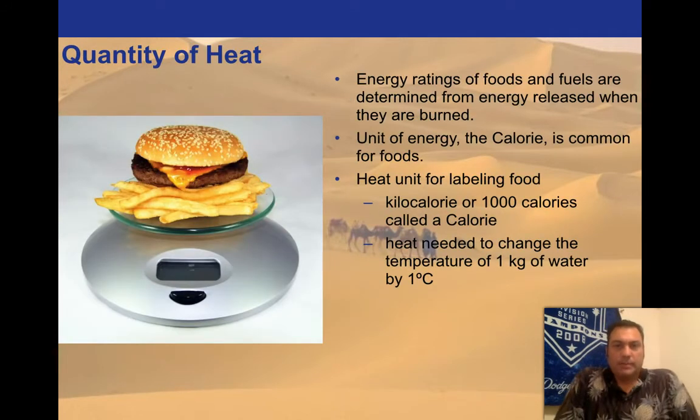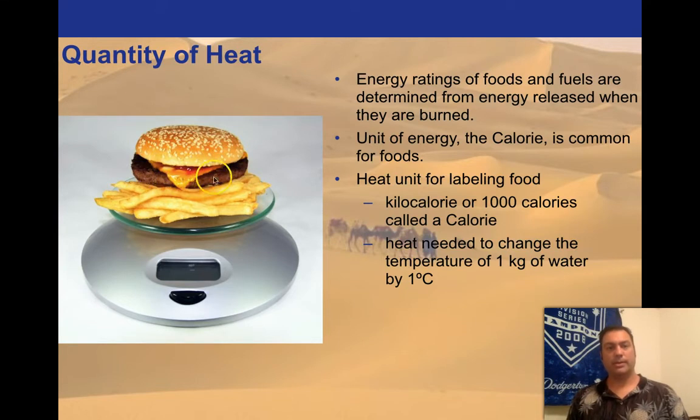So it's a quantity of heat, and the amount of energy or the quantity of heat is usually used in food analysis and dietary type stuff. So here we see a hamburger and cheese and all the other good stuff that you might like on your cheeseburger. Hopefully you like it. And there's a scale here to represent that they're measuring the amount of heat that's in it. So energy ratings for food and fuels are determined from energy released when they are burned. So to figure out how much energy is in here, they actually stick it in a furnace and they cook it. They actually burn it off to see what comes out of it.